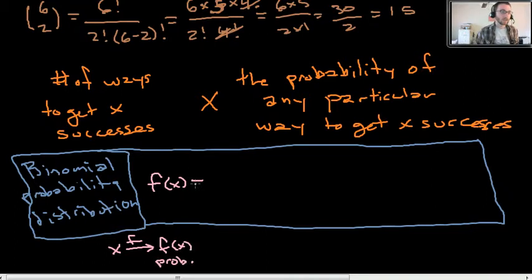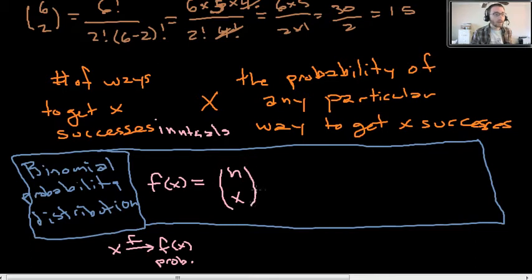Okay, so f of x equals the number of ways to get x successes in n trials, which is n choose x, times the probability of any particular way to get x successes: p raised to the x times 1 minus p raised to the n minus x. All right? So that's the formula, and that's why it makes sense. It's not just nonsense. I mean, it matters.